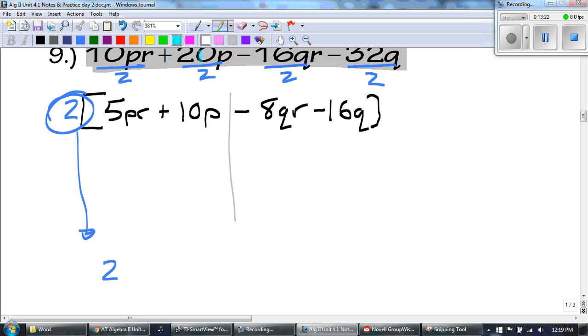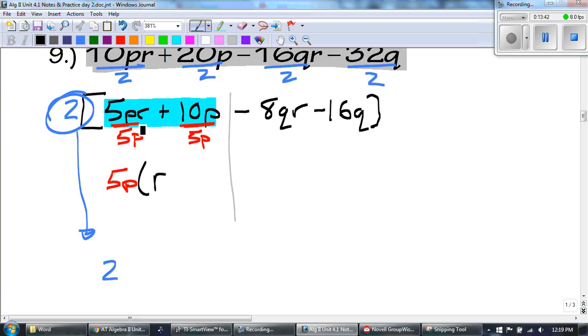Okay, so now we're going to do the same thing. The 5PR and the 10P, they both have 5. I can take out a 5, and they both have P's. So the 5P comes out front. 5 divided by 5 is 1. P divided by P, those cancel, and we're left with R. 10P divided by 5P is 2.